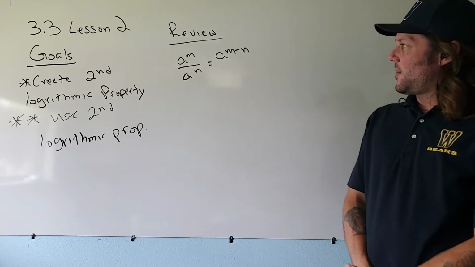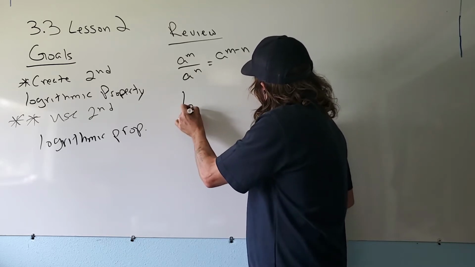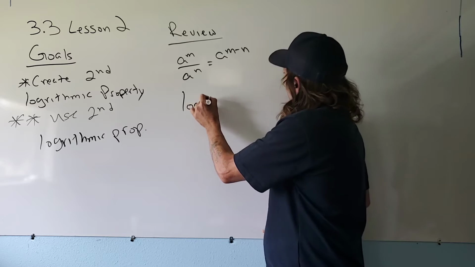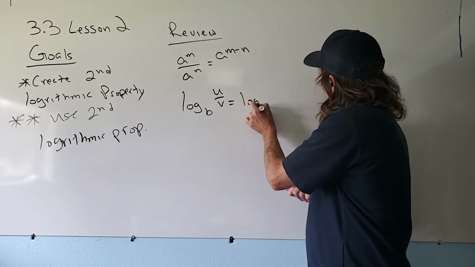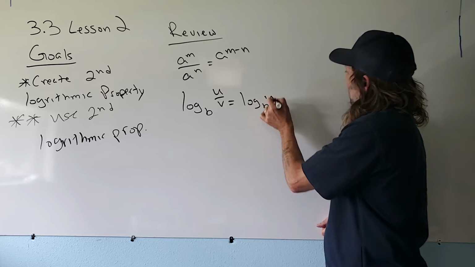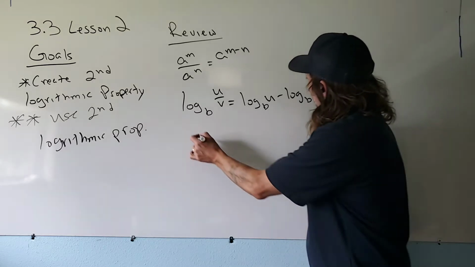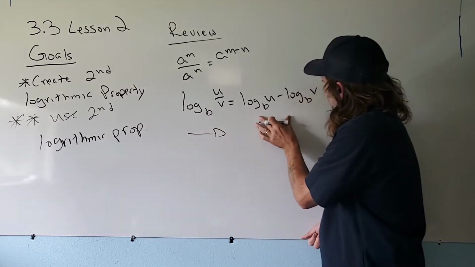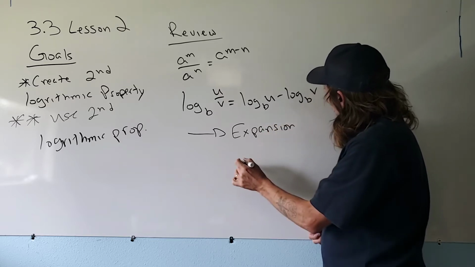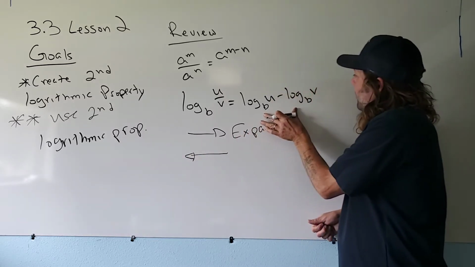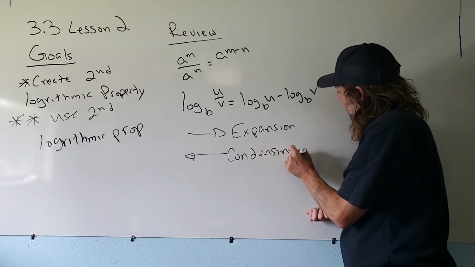And so the second logarithmic property that I want to create is the following concept. I want to create the idea that log base b of u divided by v will be equal to log base b of u minus log base b of v. Again, remember, going from this to this is considered expansion, and going from this to this is called condensing.